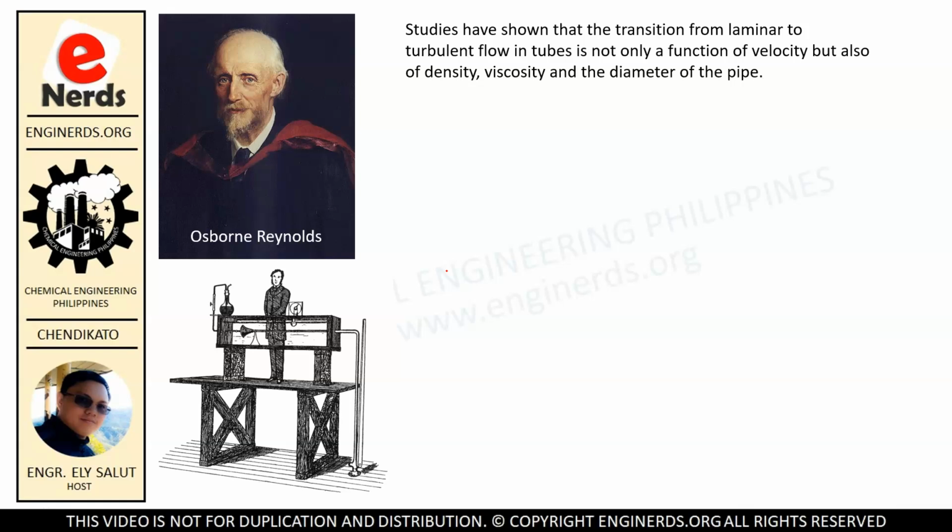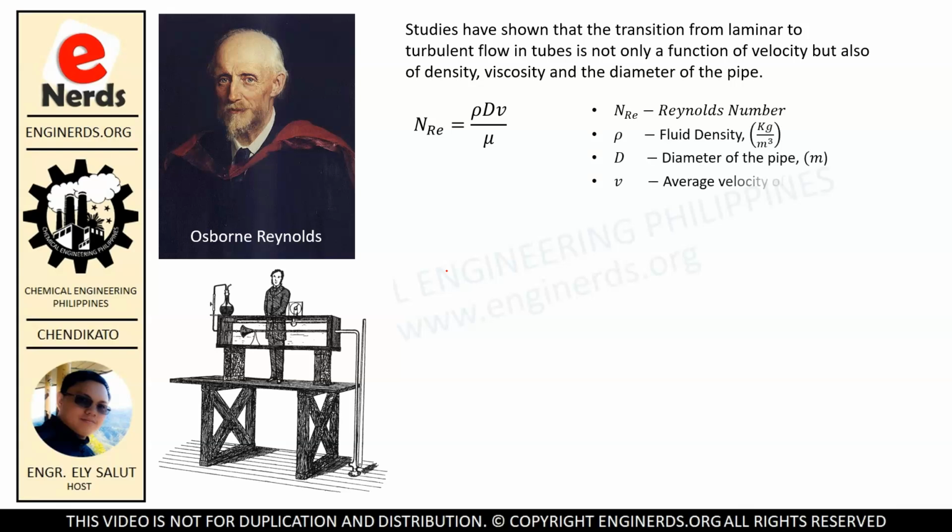And dahil sa experiment na to, na-develop ang formula na ito ni Osborne-Reynolds na tinawag na Reynolds Number, which is N_Re equals rho D V over mu, kung saan yung N_Re is our Reynolds number, rho is the density of the fluid, D is the diameter of the pipe, V is the average velocity of the fluid, and mu is the viscosity of the fluid.